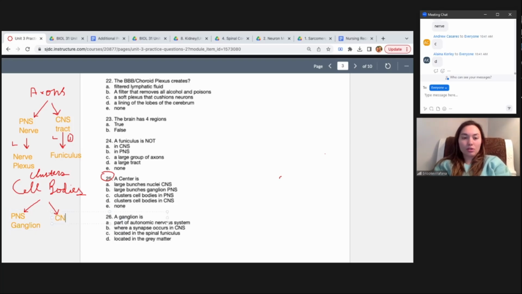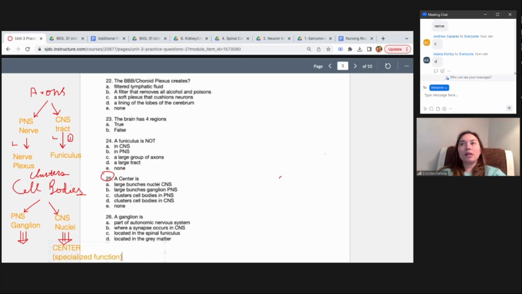If we have clusters of cell bodies in the central nervous system, it's called a nucleus, or nuclei. Now, when we join a lot, I'm going to draw a big arrow. When we get a lot of nuclei together or a lot of ganglia together, there are different terms. A lot of nuclei together is called a center. This serves a specialized function. You could have a center for vision or a center for hearing. It's like all these nuclei get together with the same function.